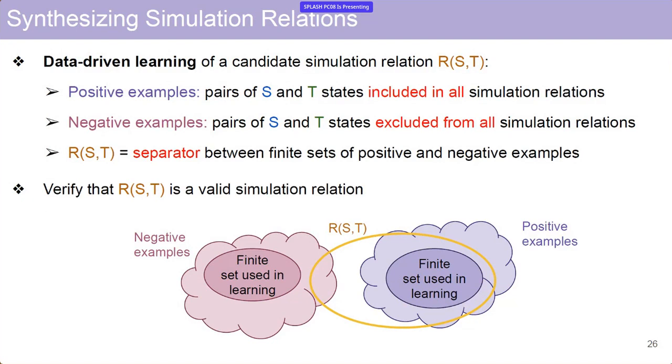Because this separator here includes some negative examples. It excludes all the finite set that we used to learn, but in the general set of negative examples, some of them are included in the simulation relation, and some positive examples are excluded. So we need to verify that this candidate simulation relation is indeed a valid one by making sure that it includes all positive examples, excludes all negative examples, and is inductive.